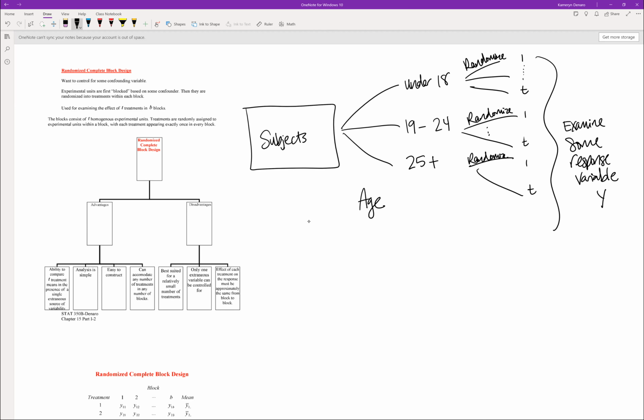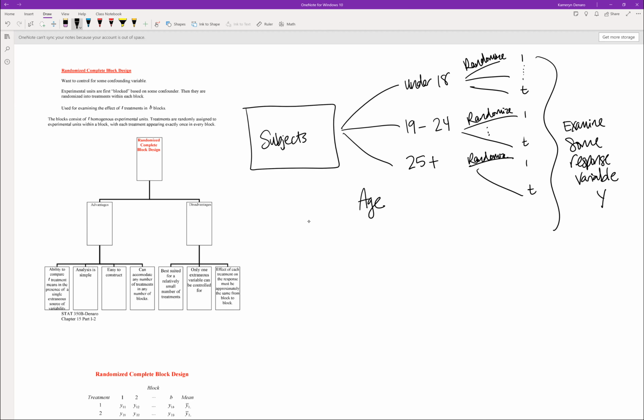So what are the main advantages of this design? We can compare T treatments in the presence of a single extraneous source of variability. The analysis is fairly straightforward and easy to construct. We can accommodate any number of treatments in any number of blocks.